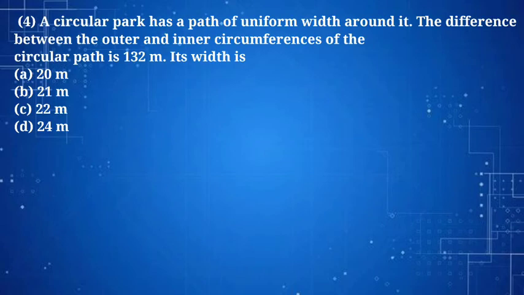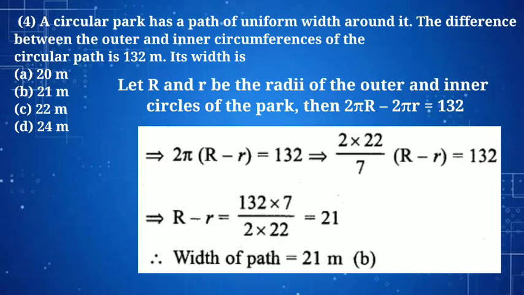Then question number 4. A circular park has a path of uniform width around it. The difference between the outer and inner circumference of the circular path is 132 meter. Its width is. Here the question is given with the outer circle and inner circle. So let capital letter R and small letter r be the radii of the outer and inner circles of the park. Then the difference of circumferences means 2 pi R minus 2 pi r, that's equal to the given 132.